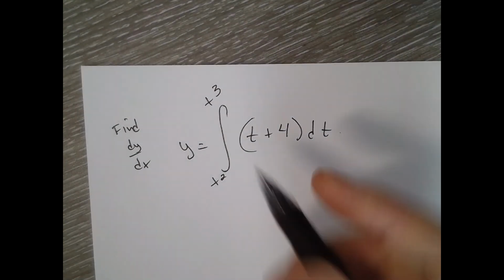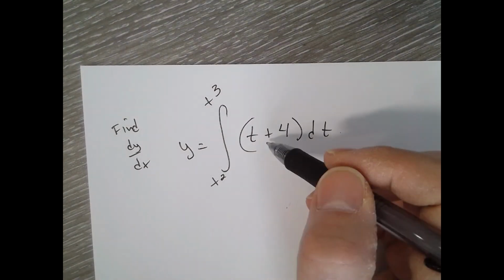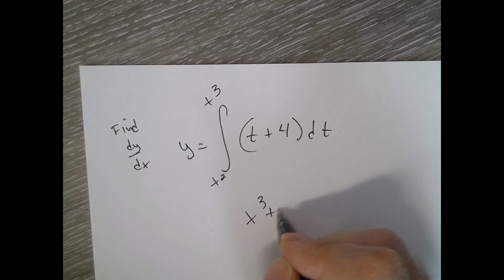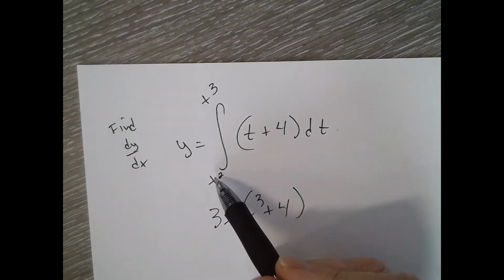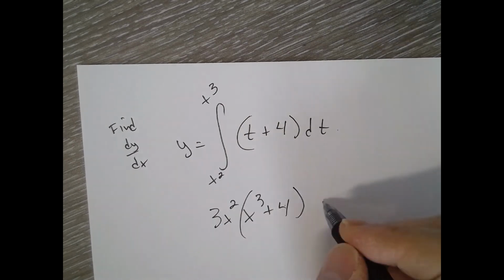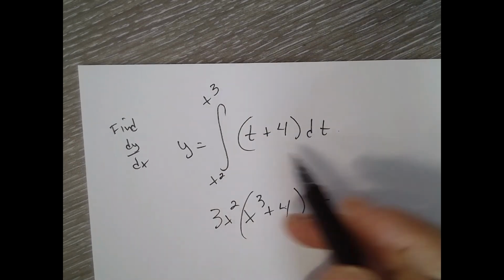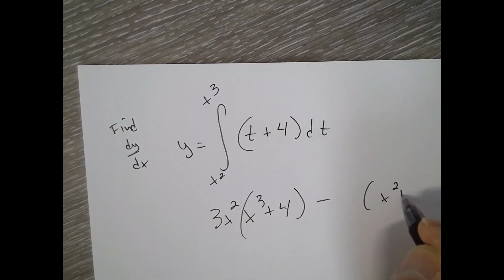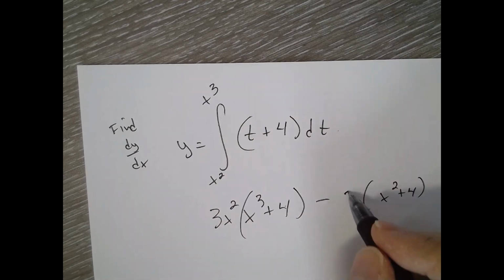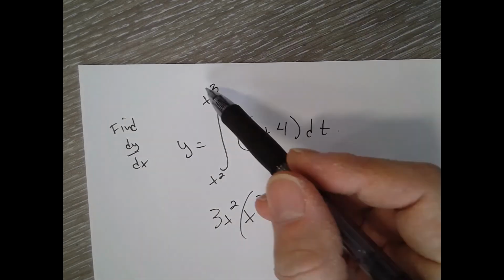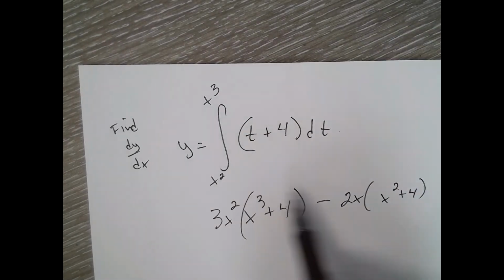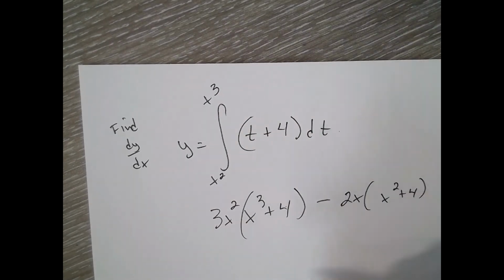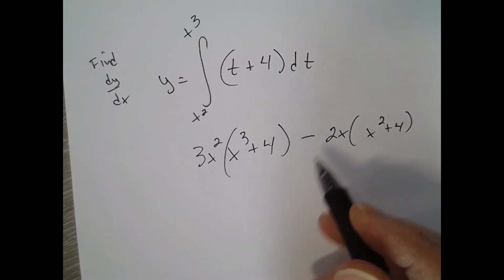Okay, so we have x's on both of them. So we drop in the x cubed, so we get x cubed plus 4 times 3x squared because of the chain rule. But since there's this on the bottom, we're going to subtract that. So then drop in the x squared, so x squared plus 4 times 2x. So you just do the top times 3x squared minus the bottom times 2x, and then you could just simplify that, whatever that turns out to be.